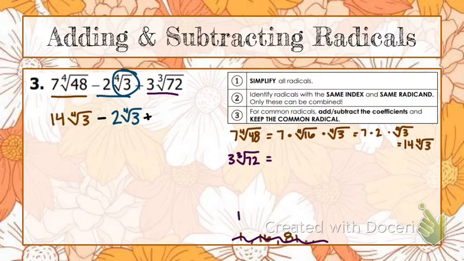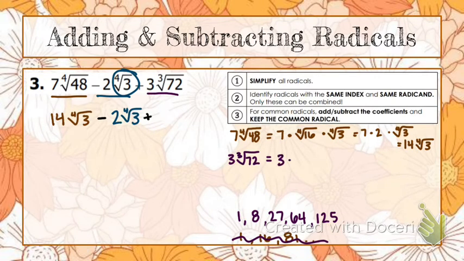So 1 cubed is 1, 2 cubed is 8, 3 cubed is 27, 4 cubed is 64, 5 cubed is 125. And look, that's as far as we need to go because 125 is bigger than 72. So we can stop there. The biggest one of these numbers that goes into 72 evenly is 8.